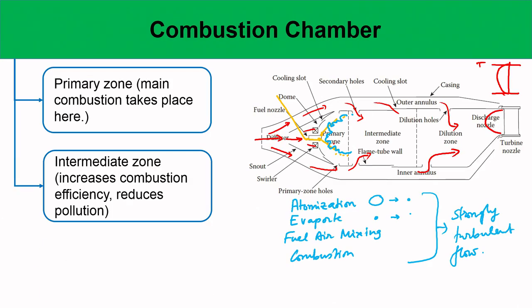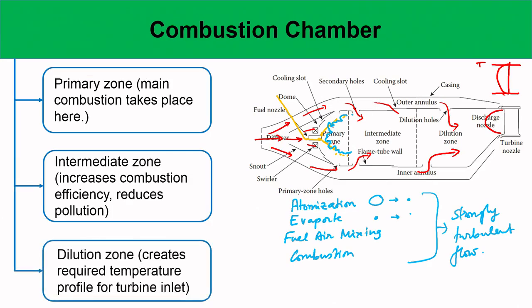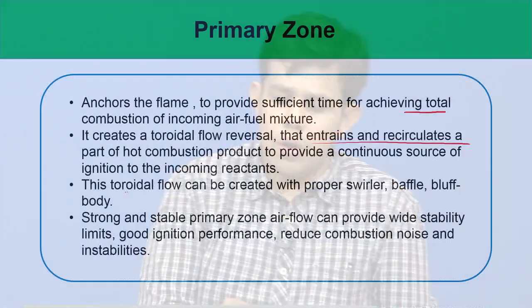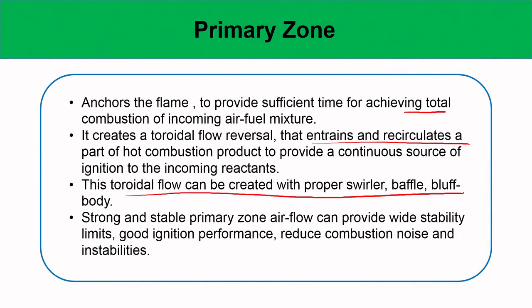Once you have a flame stabilized here, and then you have recirculation, the fuel air mixture comes in here, then it recirculates and then it comes back again. When this comes back again, it is in touch with the fresh mixture, and these hot products can serve as an ignition source. It can transfer the thermal energy by conduction and convection processes into the fresh mixture, and that can help in achieving continuous ignition. And this toroidal flow can be created with a proper swirler, baffle or a bluff body.